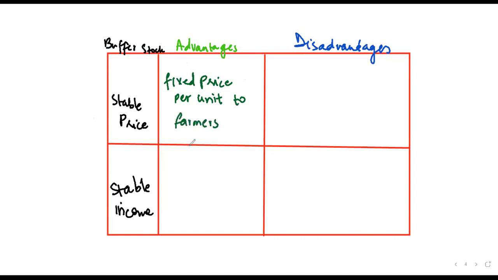But what is the disadvantage? Now, fixed price per unit. The disadvantage of a buffer stock is that it depends. If farmer A produces 50 units, he's going to get 50 multiplied by 5 price. If farmer B produces 20 units, he's going to get 20 multiplied by 5. So as much as you produce, that much only you will get the money. So this is a disadvantage because it's talking about per unit. More production, more price, less production, less price.